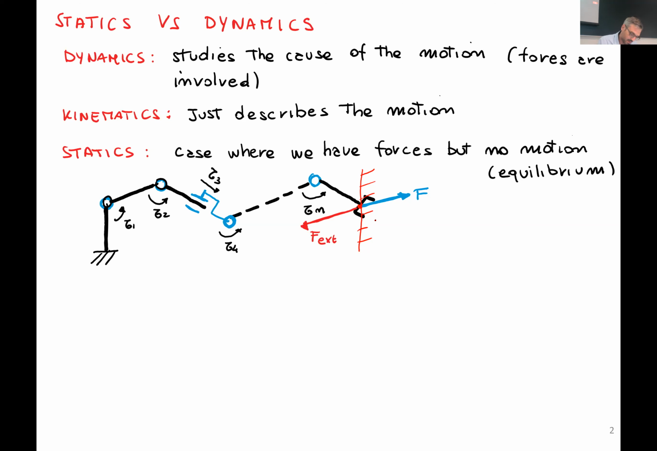And to check that, you need to define the relationship between the joint torques. This, of course, is tau free, but it's a force because it's a prismatic joint, so a linear force, not a torque. And between the joint torques and the effector force. Okay.